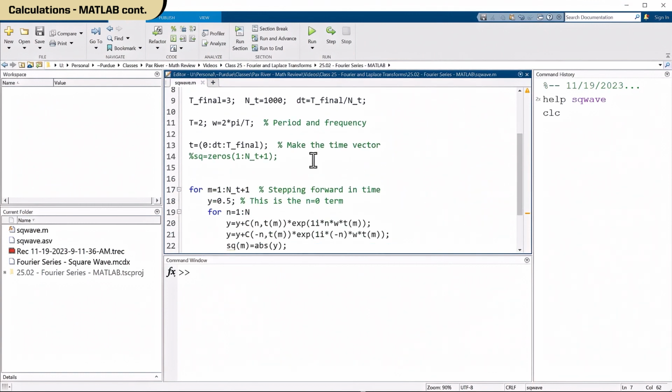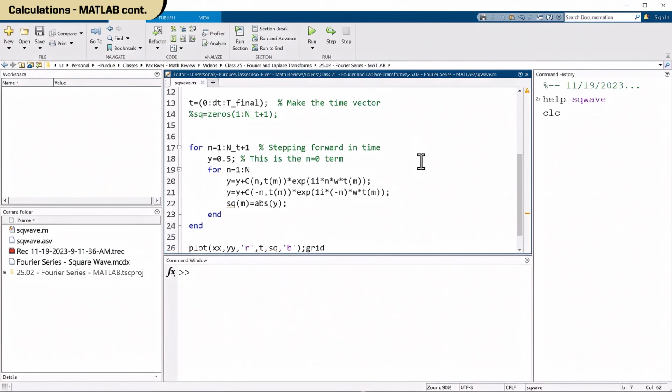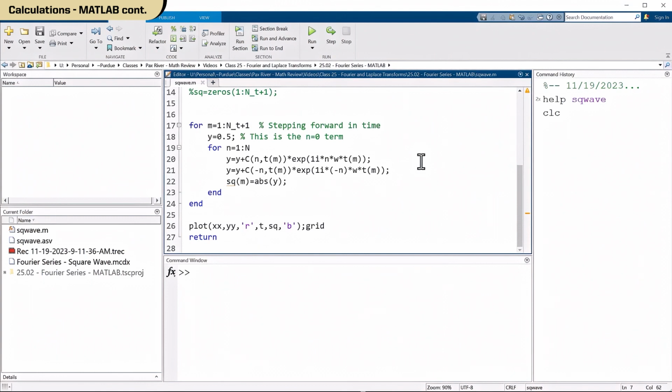So next thing I did is I made a time vector. I did this up outside the loop just to speed things up. And right there, I've got a command that I've commented out. I'll tell you about that here in a second. So here's the real meat of the routine. I'm stepping forward in time in an outside loop, and in the inside loop, I'm adding up all the terms in the series for a given time.